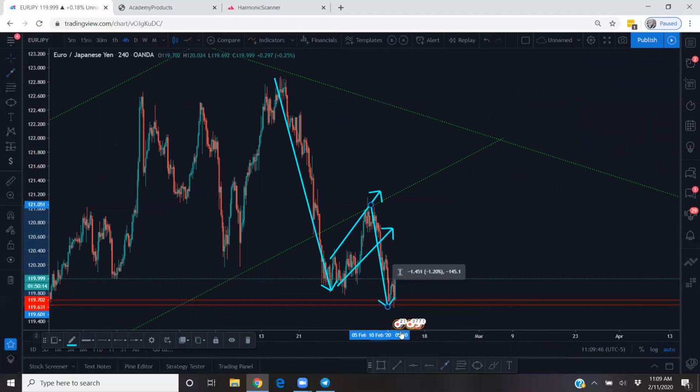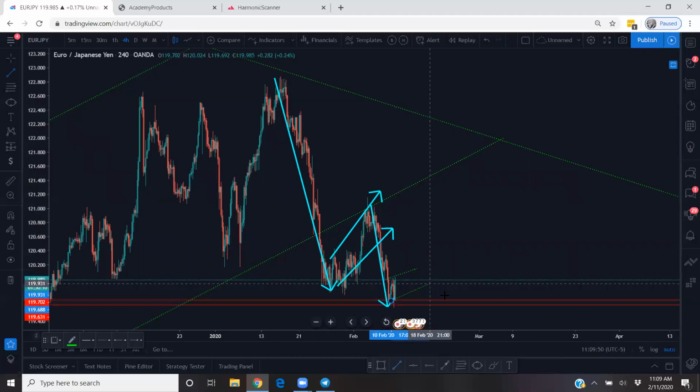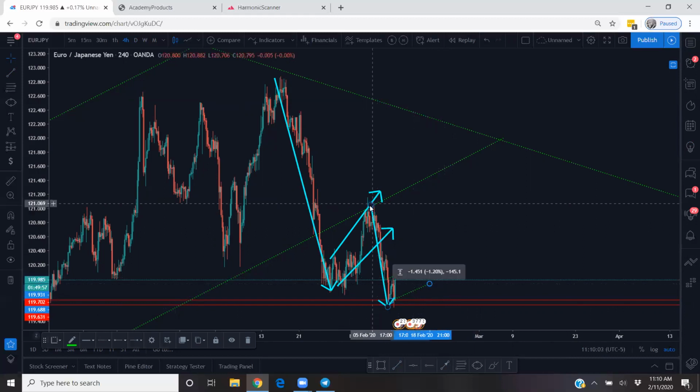And when we drop down to the lower time frames, we'll actually see that this pair is now correcting. So we have our correction or our flag that's generating. So what the harmonic scanner saw is that price had done its impulse, and then the harmonic scanner is basically calling a trade for that correction.